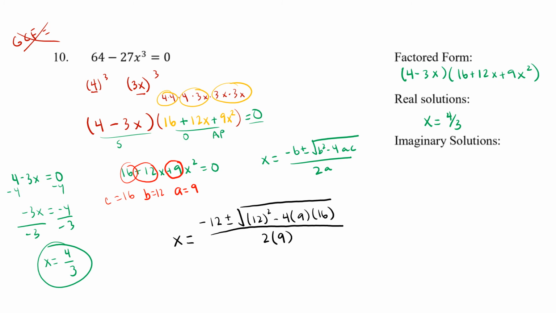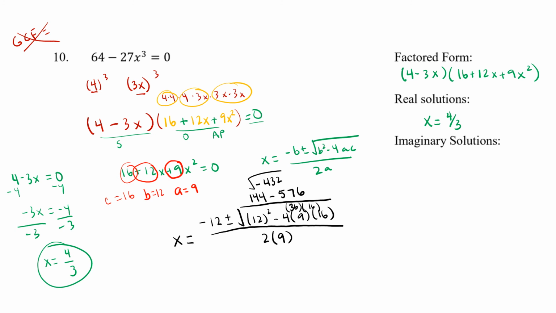Again, I'm going to work with that square root first. 12 squared is 144 minus 4 times 9. 4 times 9 is 36, right, this is 36. 36 times 16 is 576. So that's actually 144 minus 576. Again, we do that subtraction there, and we end up getting 432, which is a negative 432.